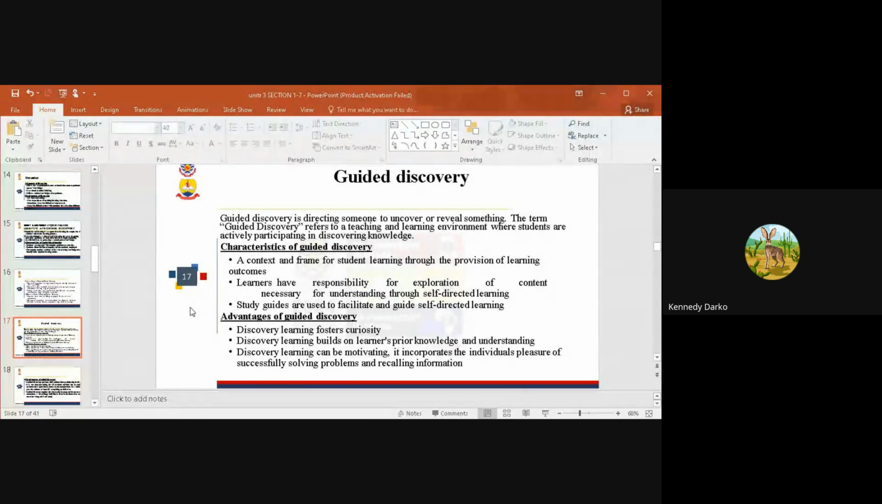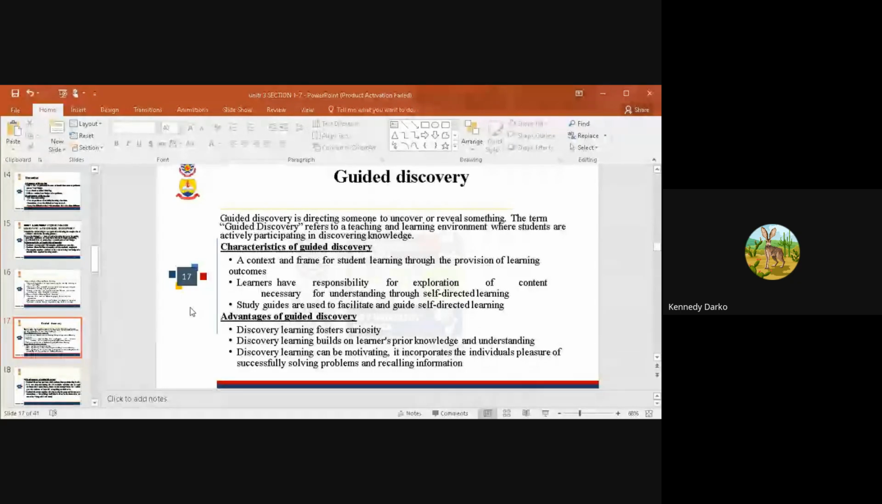Study guides are used to facilitate and guide self-directed learning. So you have to provide a guide that they have to follow one after the other so that they will arrive at the knowledge that you want them to gain.